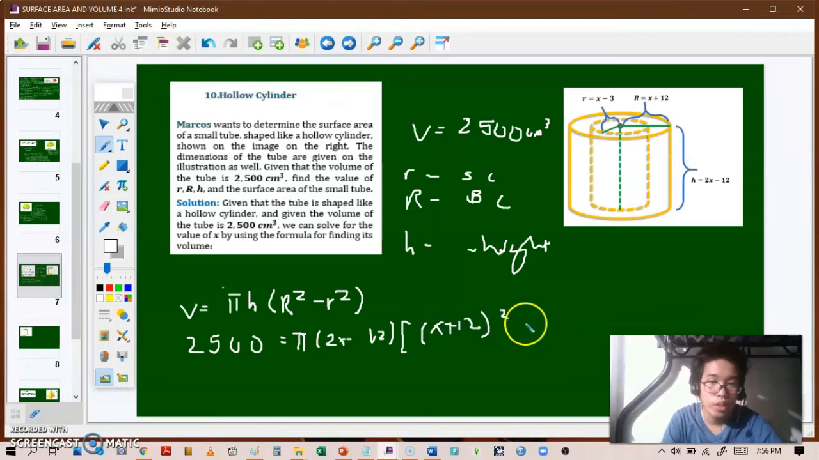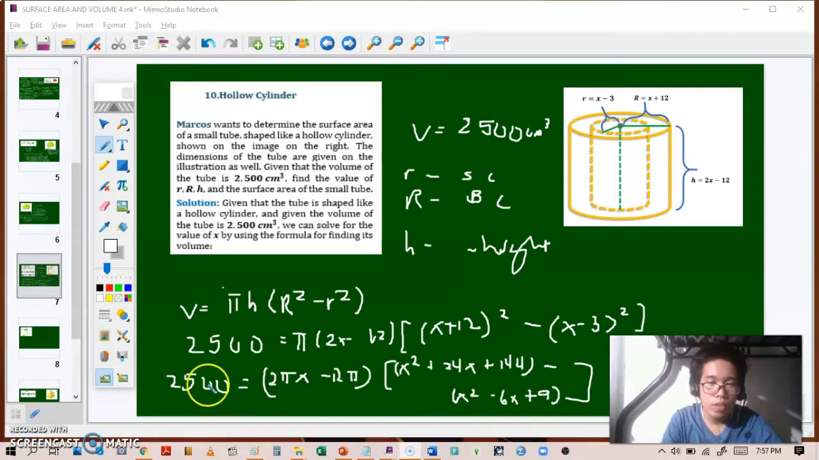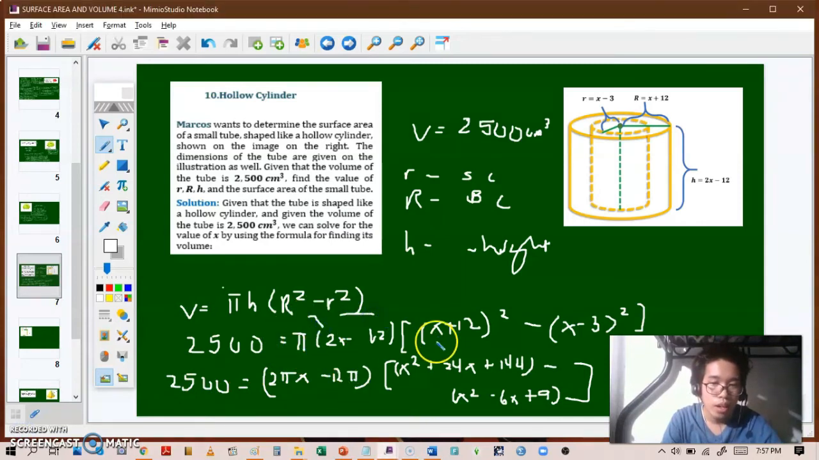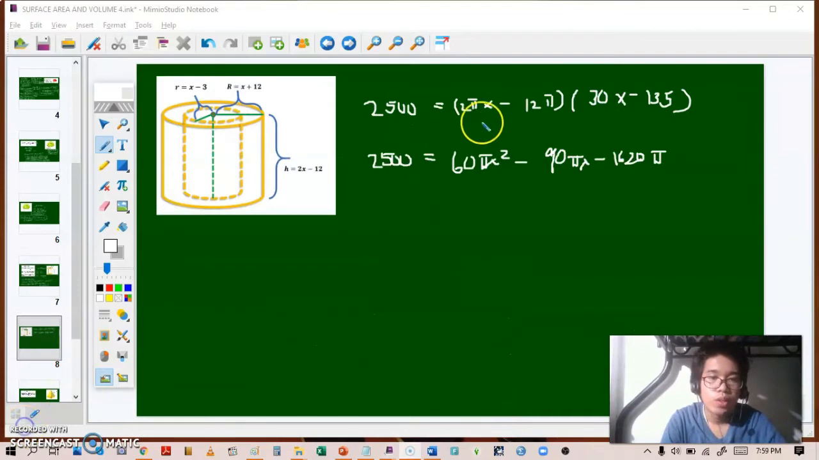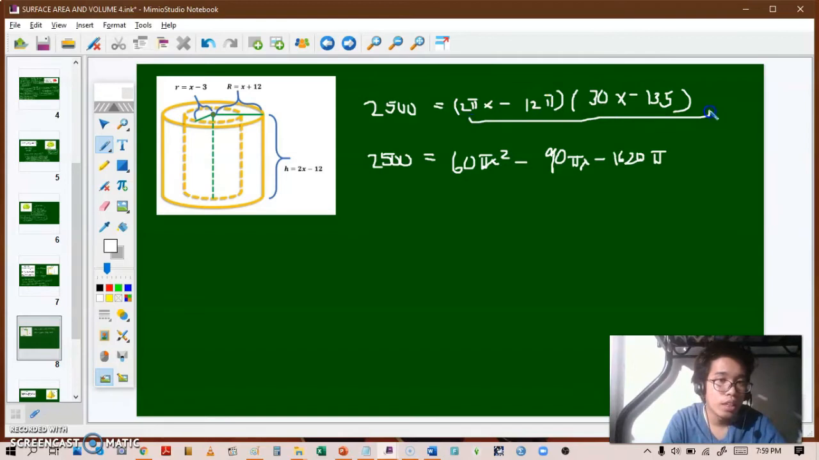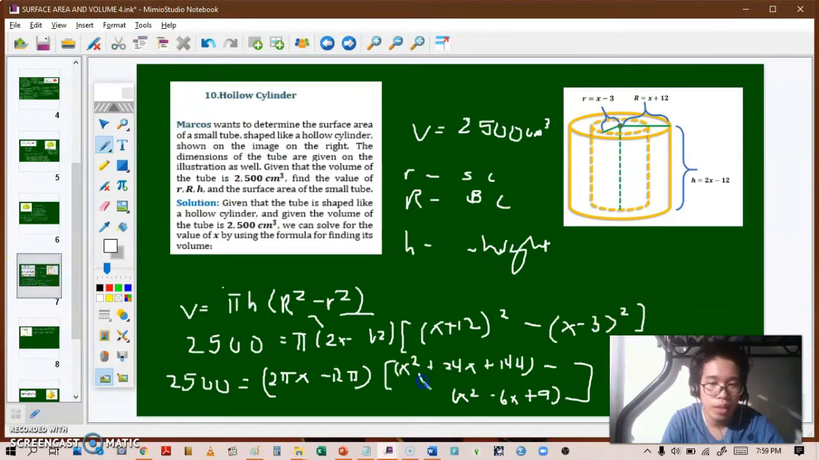(x + 12) squared minus (x - 3) squared. So that's again another squaring of a binomial. And if we simplify this, we get 2500 is equal to 2 pi x minus 12 pi when we distributed pi, and then multiplied by x squared plus 24x plus 144 minus x squared minus 6x plus 9, and that will give you the product of 2 pi x minus 12 pi, and 30x minus 135. So this was the simplified form of the values that we have here.